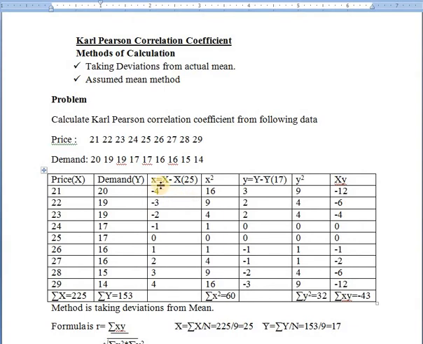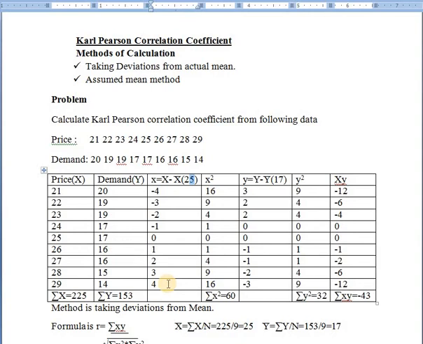We need to substitute here. The small x is equal to x minus x bar, which is 25. I have put it in a bracket, that is 25. 21 minus 25 is minus 4. 22 minus 25 is minus 3. 23 minus 25 is minus 2. 24 minus 25 is minus 1. 25 minus 25 is 0. 26 minus 25 is 1. 27 minus 25 is 2. 28 minus 25 is 3. 29 minus 25 is 4.